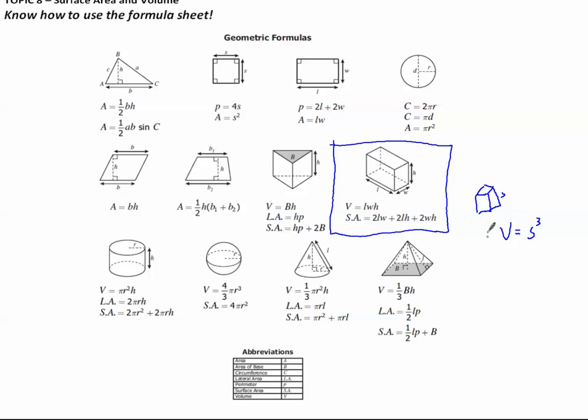Now, the surface area looks really complicated because you've got length times height, and width times height. But again, it's a cube. If all of the sides are the same, that means all of these variables are the same. So, surface area of a cube, which we're going to need in a second, is 2 times the length times the width. If they're the same, that's just s times s.